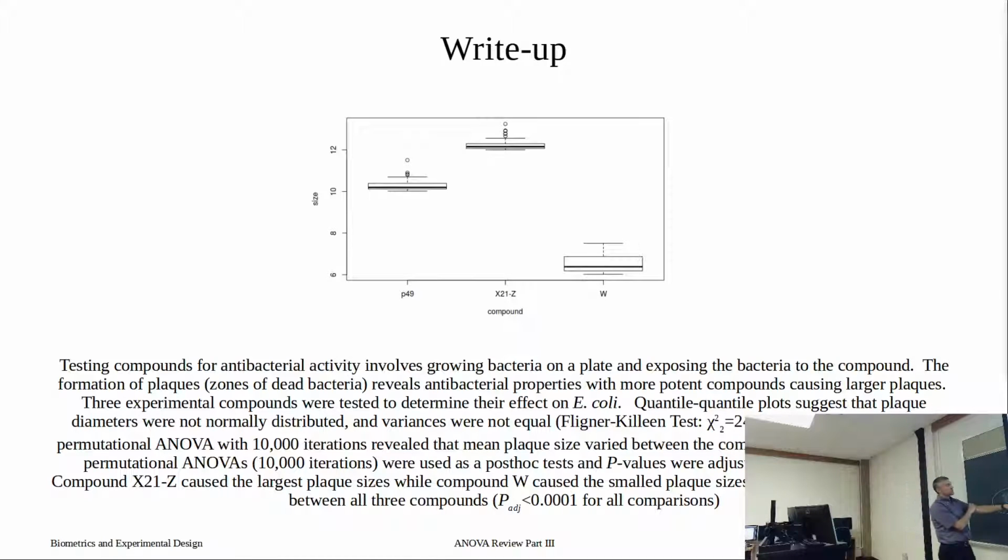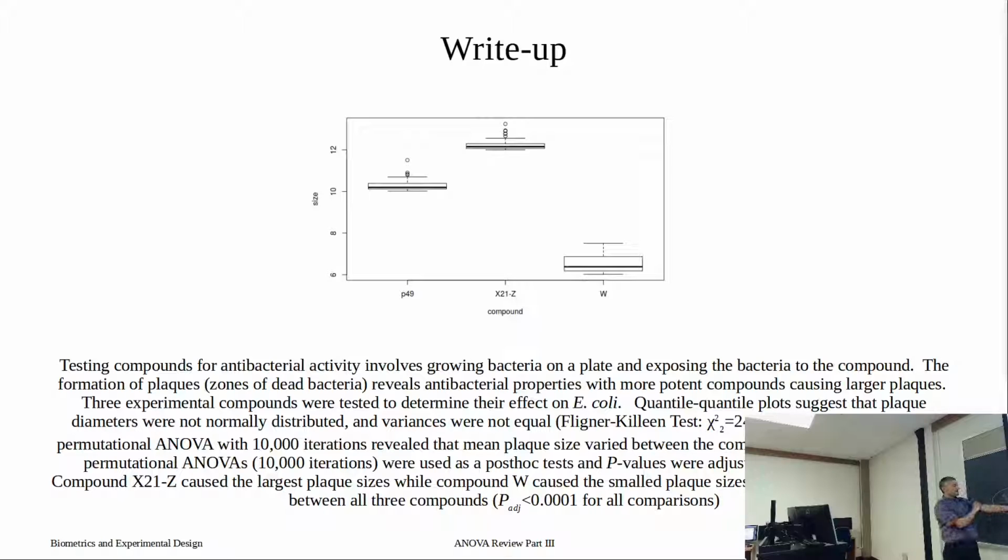So testing compounds for antibacterial activity involves growing bacteria on a plate and exposing bacteria to that compound. Formation of plaques or zones of dead bacteria reveals antibacterial properties, more potent compounds causing larger plaques. 3 experimental compounds were tested to determine the effect on E. coli. Quantile plot suggests that plaque diameters were not normally distributed and variances were not equal. So there's our Fligner test. All right, and again, you get the test statistic, degrees of freedom, p-value, and a conclusion.